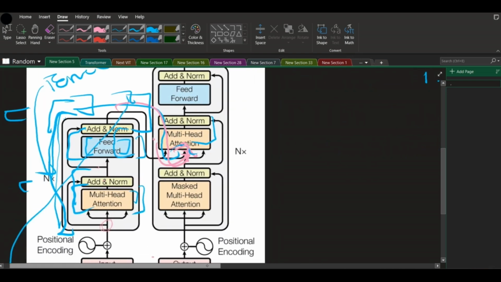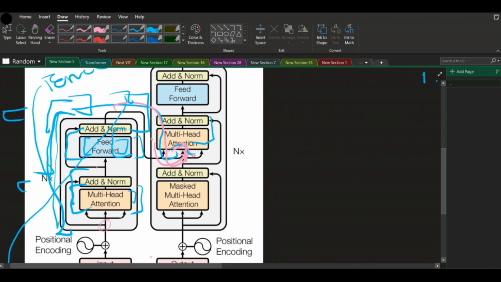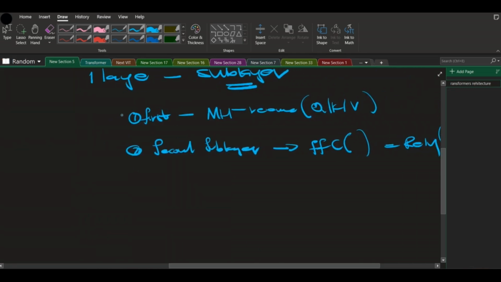Then what we have here are these residual connections. So these connections that are connecting here, and we have norm, and another second residual connection. So what we can say ultimately is that these sublayers have residual connections, right? That's one thing that we're seeing here, residual connections. And the sublayer consists of normalization.